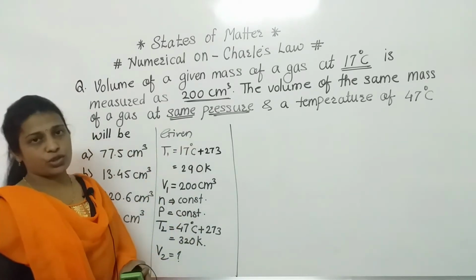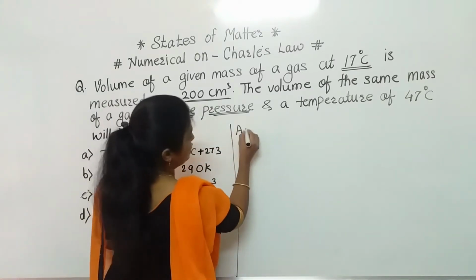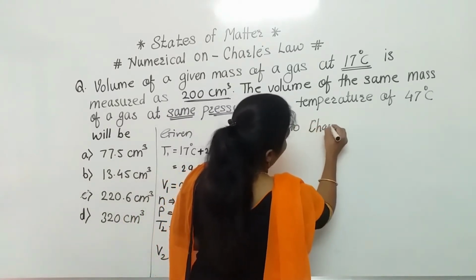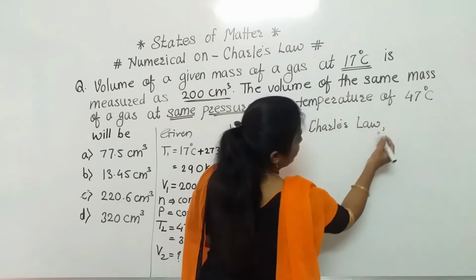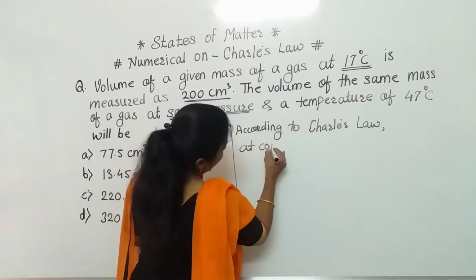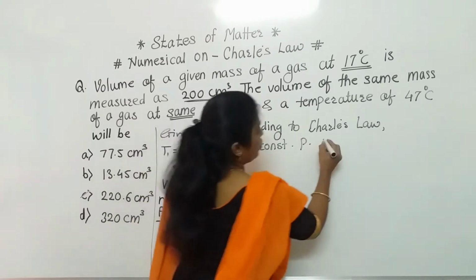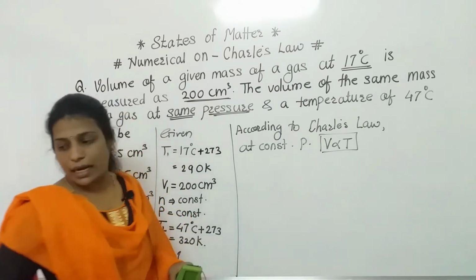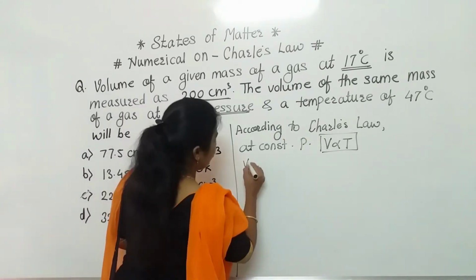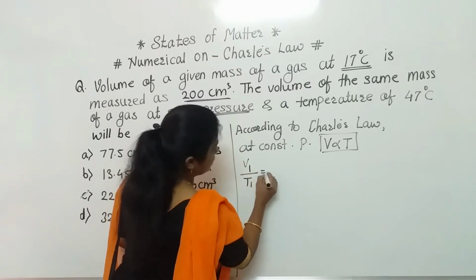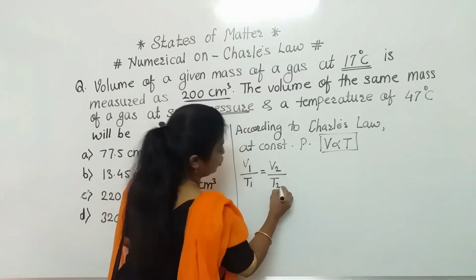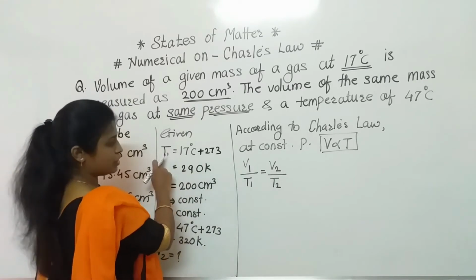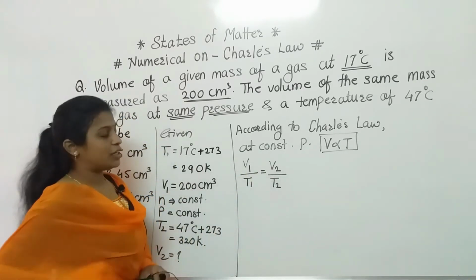Now which formula do we have to use? Simply, the same pressure is there, so according to Charles law, at constant pressure volume is directly proportional to temperature. From that we get another formula: V1 upon T1 is equal to V2 upon T2. In that, we have to observe what is given: V1 is given, T1 is also given, V2 we have to find out, and T2 is also given.